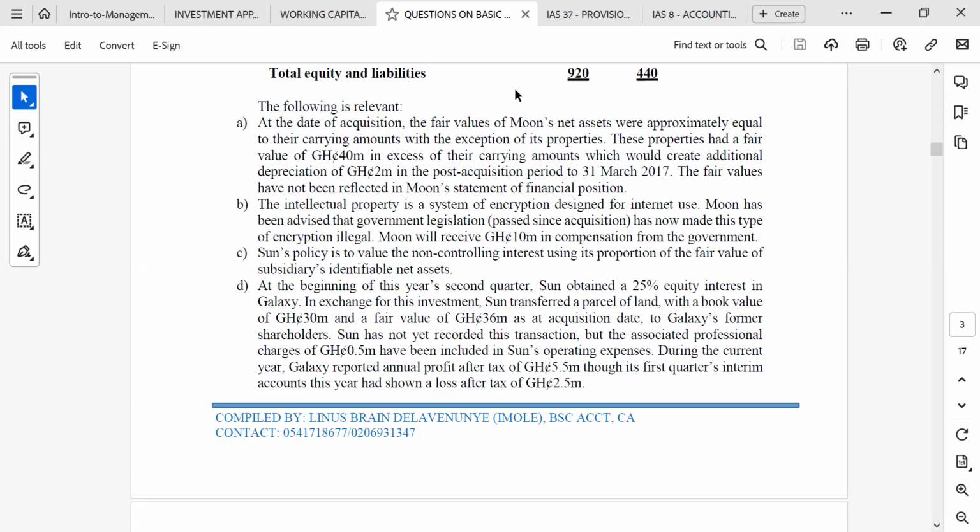When is the now? I think the reporting date. Okay, the now is the reporting date. The legislation was passed since acquisition, but there was no issue of impairment at acquisition. It is at the reporting date that we have realized that this particular intellectual property will be impaired by how much? So let's go.